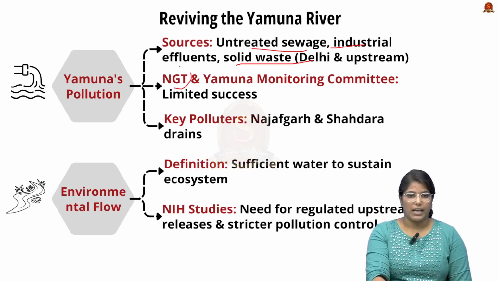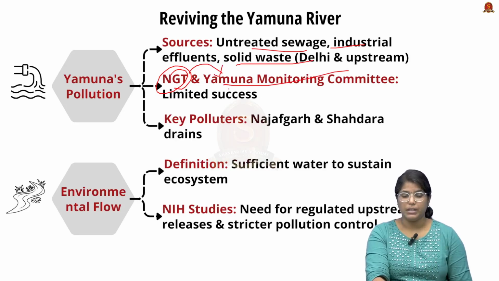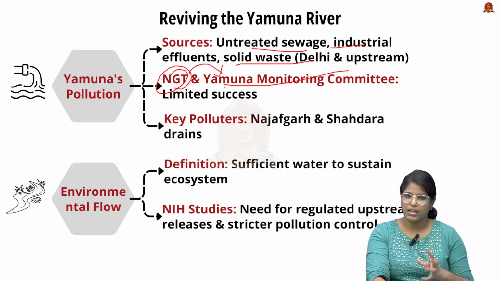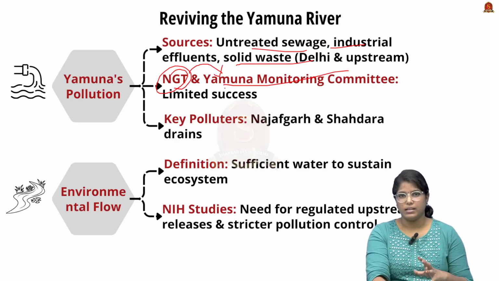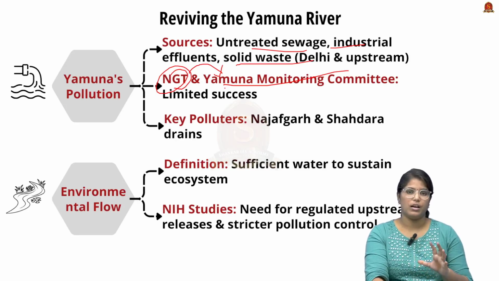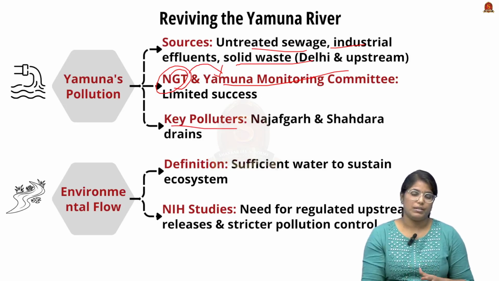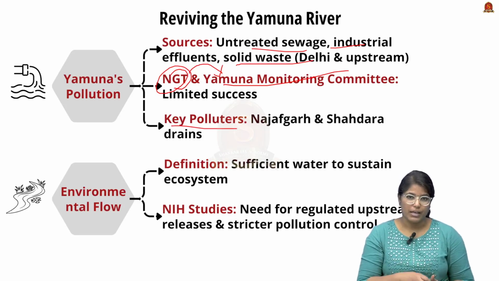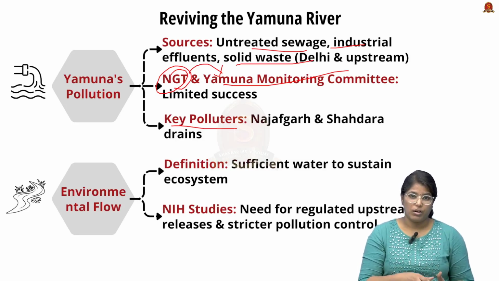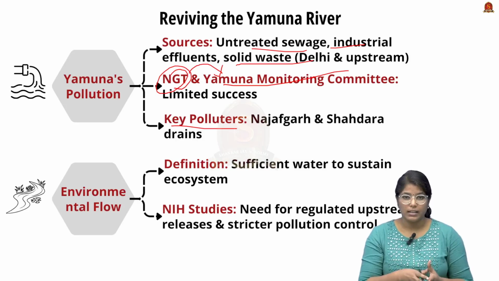Then we have NGT. The National Green Tribunal has a Yamuna Monitoring Committee, but this Yamuna Monitoring Committee has very limited success in monitoring the release of these particular effluents into the river. And there are certain key polluters. These key polluters have been identified by NGT and other organizations. Even though these key polluters are identified, restricting them or monitoring them, the monitoring mechanism is very weak. So it has not led to a great success.